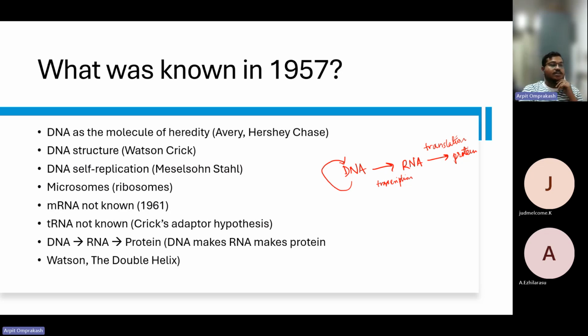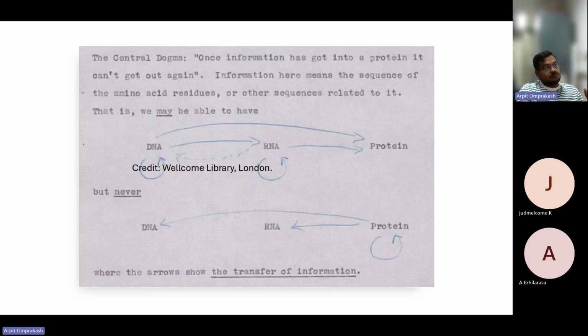So basically, this translation needs a molecule which can attach to both RNA and amino acids. This is the adapter molecule that Crick proposed, which is now known as the tRNA. So this is what he proposed.